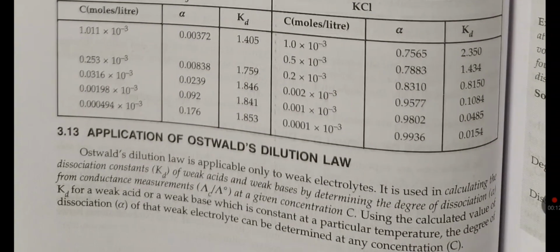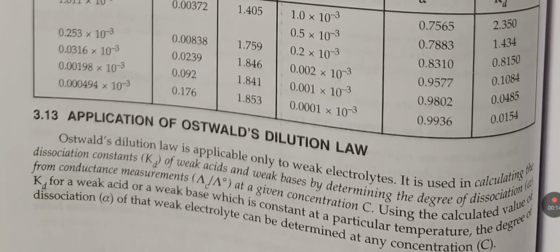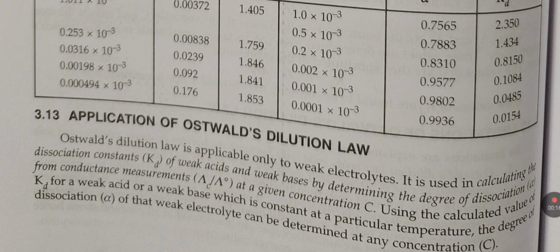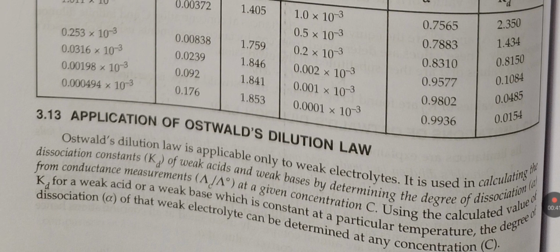Application of Ostwald dilution law. Ostwald dilution law is applicable only for weak electrolytes. It is used in calculating the dissociation constants Kd of weak acids and weak bases by determining the degree of dissociation from conductance measurement at a given concentration C. Using the calculated value of Kd for a weak acid or a weak base, which is constant at a particular temperature, the degree of dissociation of that weak electrolyte can be determined at any concentration C.